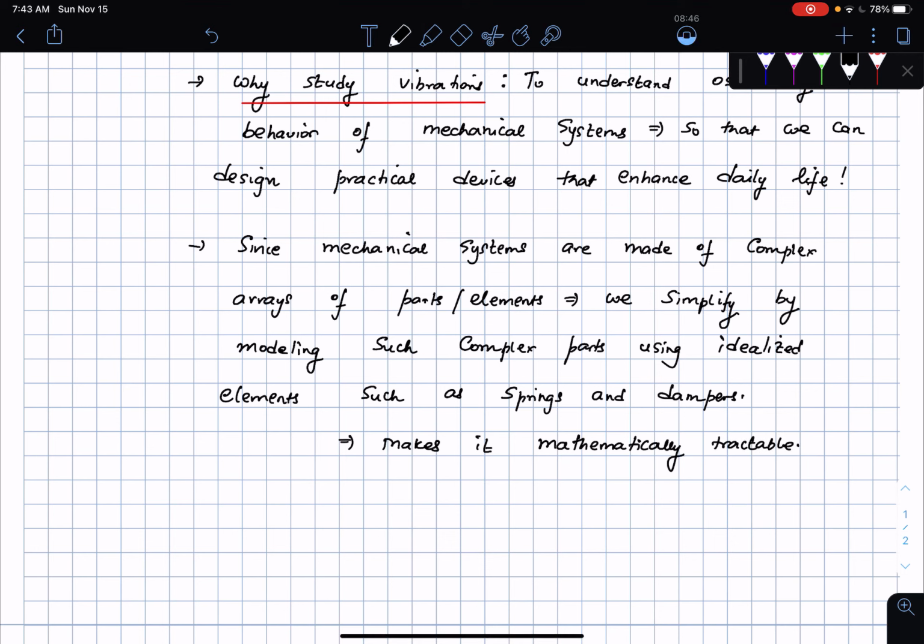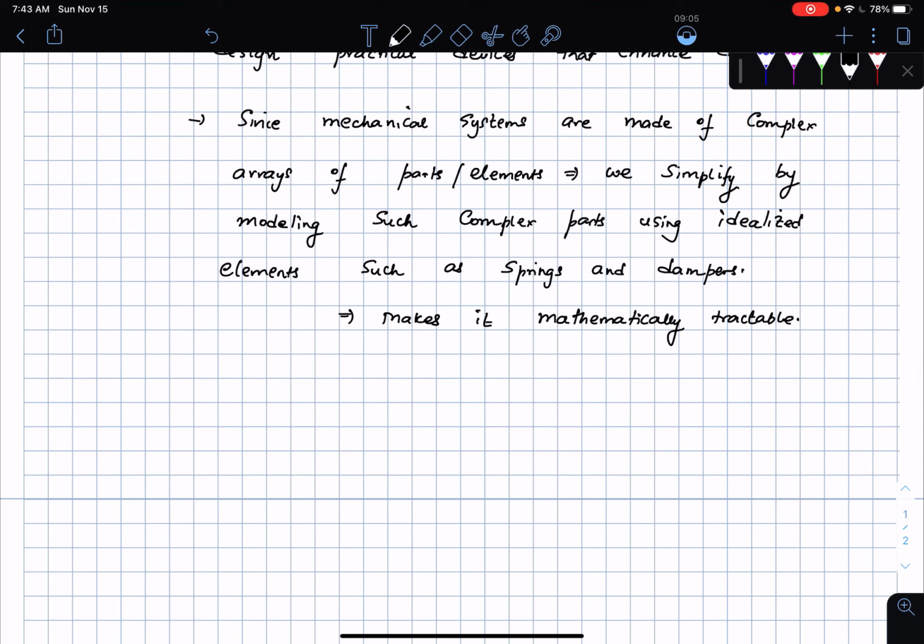I did not mention that it makes it mathematically easy. It just makes it slightly less difficult to handle complicated things. Okay, all right. And typically, to understand the dynamic behavior, we also make use of Newton's laws and the Newton-Euler equations.